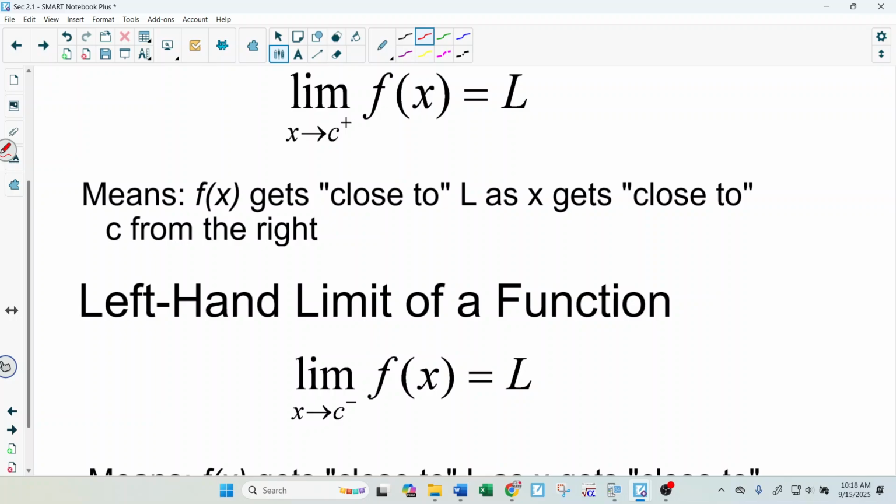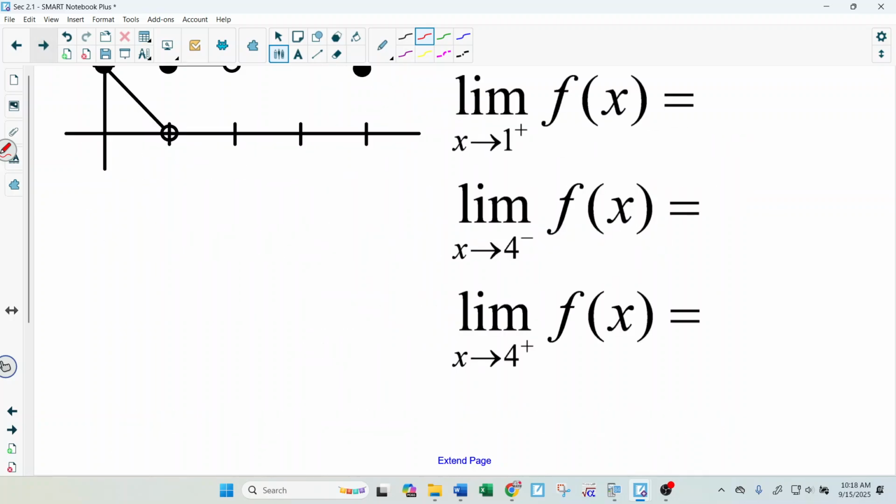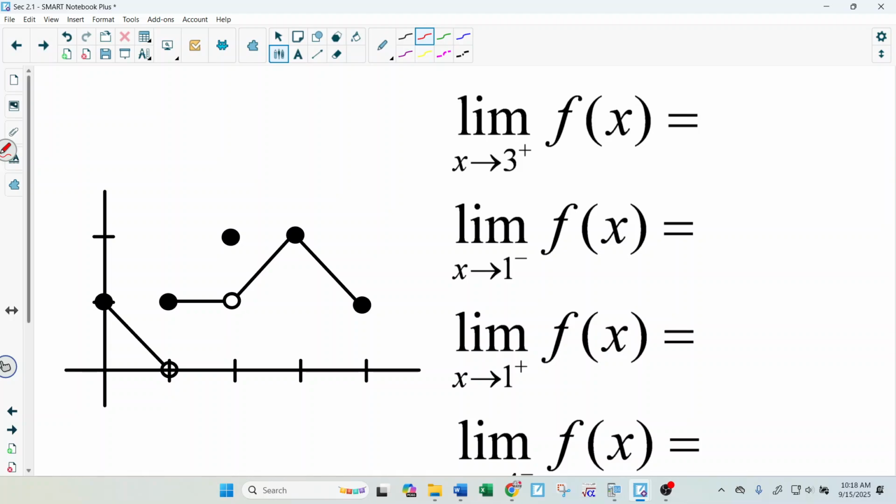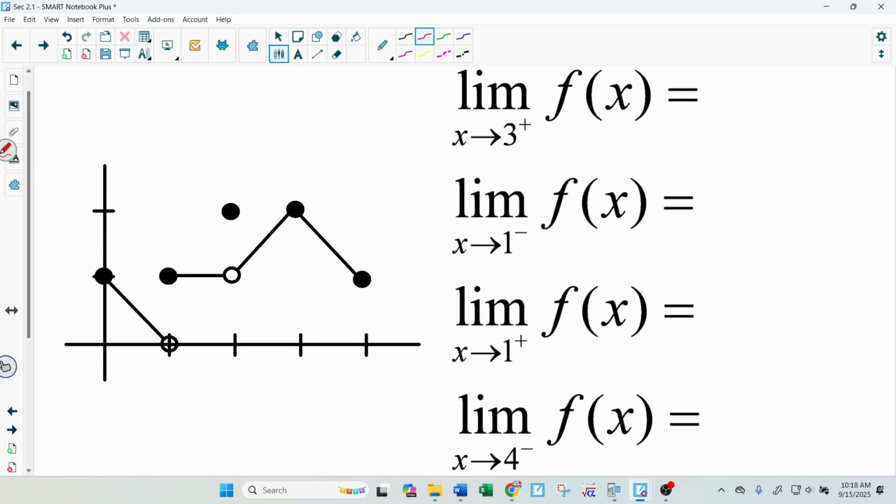Okay. So as we look at these limits here, if I'm now at 1, the minus is from the left. So at 1, from the left, it's going to 0. 1 from the right is going to 1.